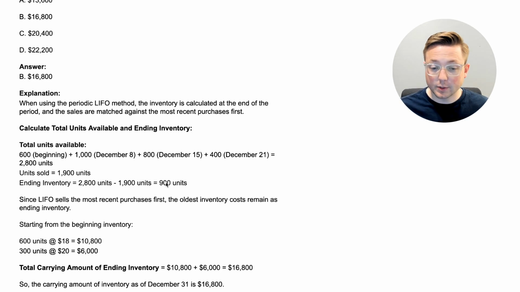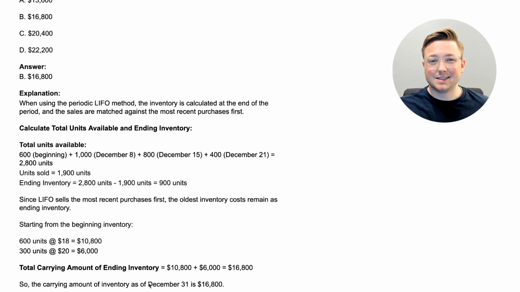So since we know these 900 units are the oldest units possible, we then go over here and we start with the oldest units, the beginning inventory. We use 600 of those units at $18 per unit, and that's $10,800. And then since that used up all 600 of the beginning units, that means that 300 units of the December 8th purchase are left. So that gives us $6,000 there. So you add that together, that's $16,800. It's completely different from the perpetual LIFO method.